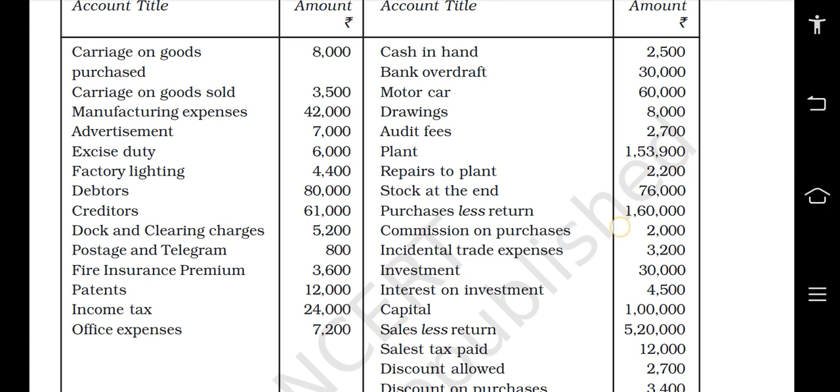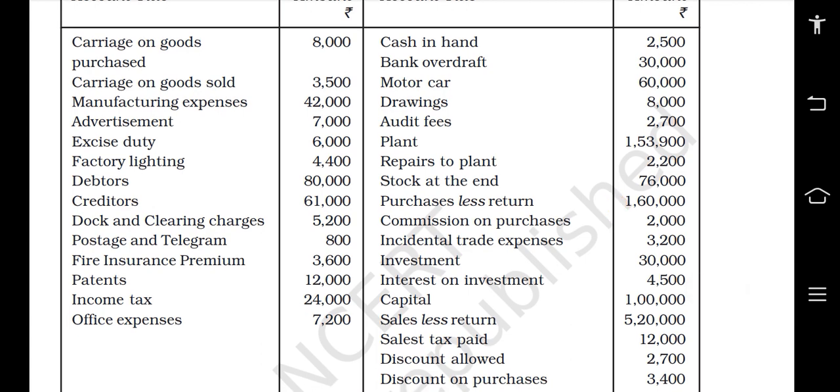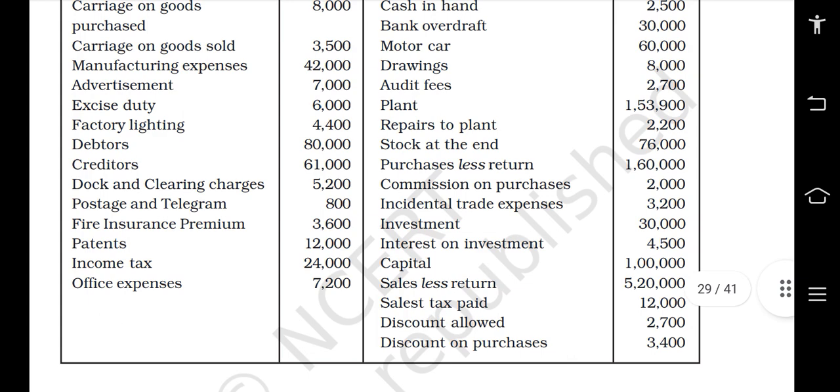Capital account, we have to show in the liability side of the balance sheet. Audit fees is an indirect expense. Plant is an asset, and repairs to the plant is an expense, an indirect expense. Stock at the end, closing stock, is an asset.